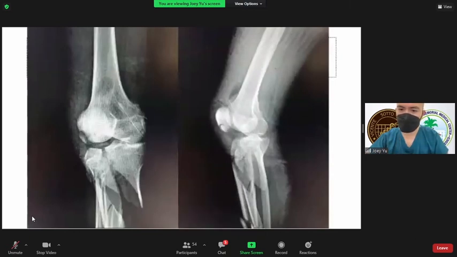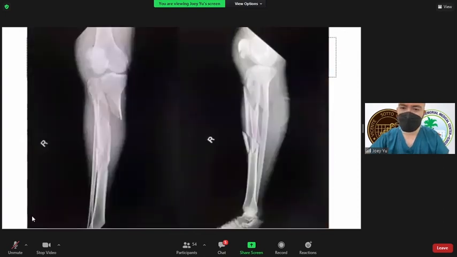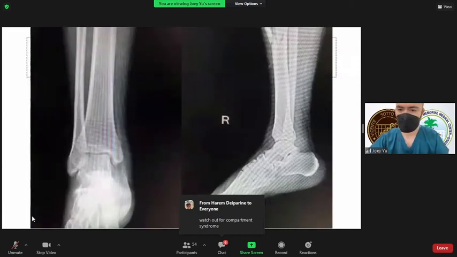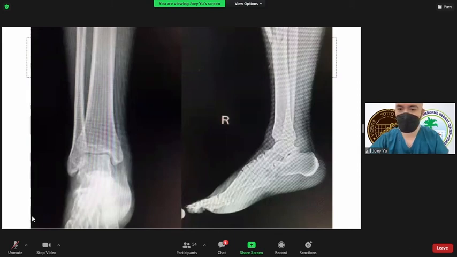Also a tibial plateau fracture and a comminuted fracture of your proximal tibia. And on your right leg AP and lateral, you can also note a segmental fracture of your middle third tibia. And no fracture and dislocation or syndesmotic injury on your right AP and lateral.